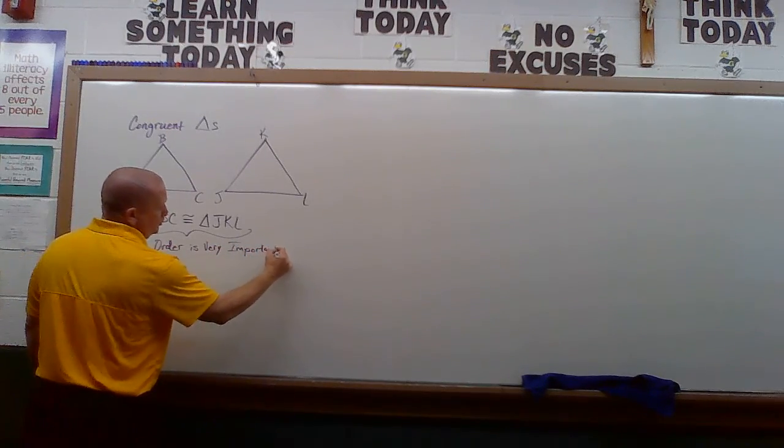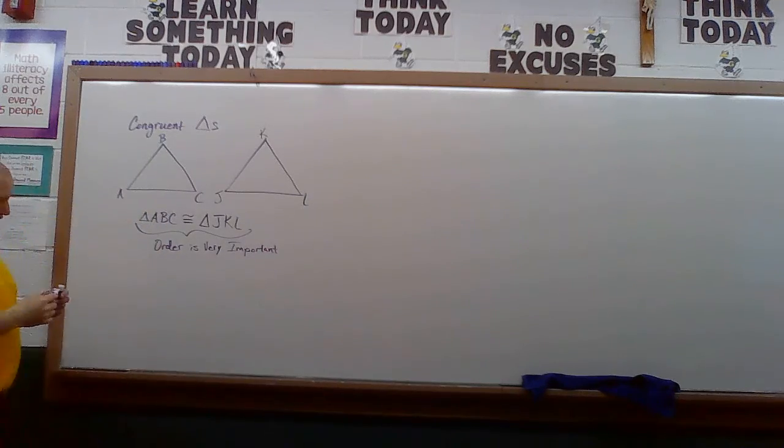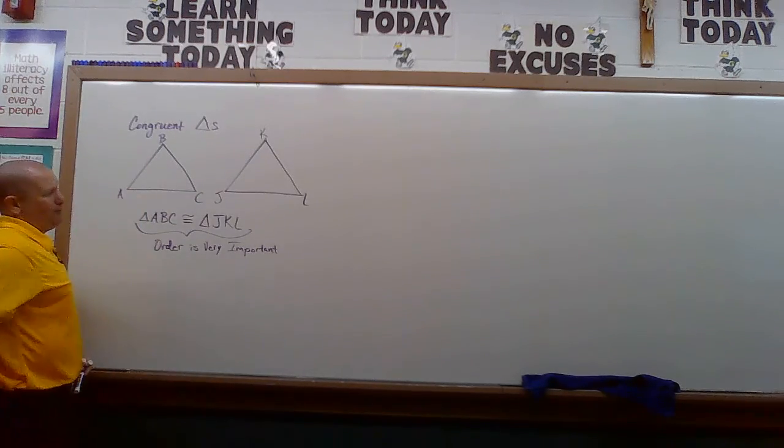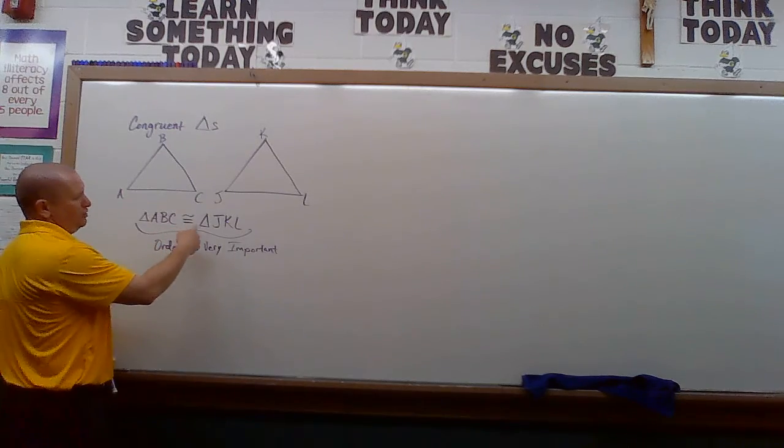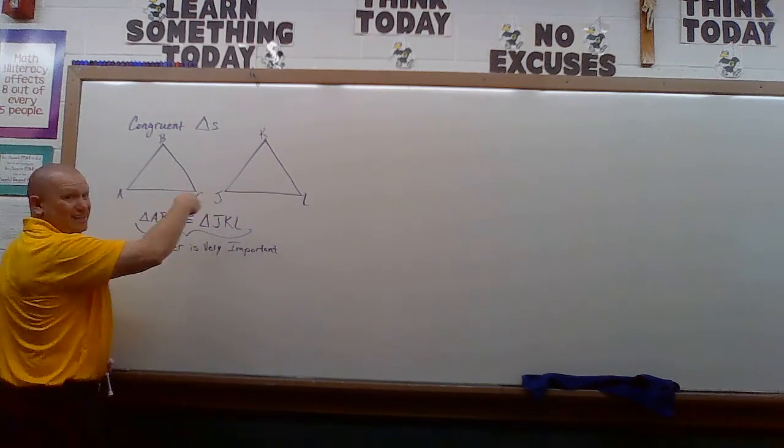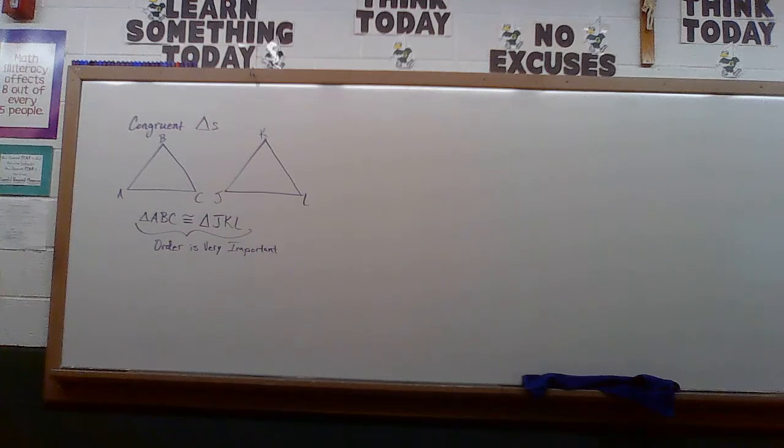So if you didn't do ABC, if you took CAB, then we would have to say what? If I did CAB, I would have then had to say it's congruent to triangle what? LJK. Does that make sense to everybody? So you gotta go with the exact same corresponding order.